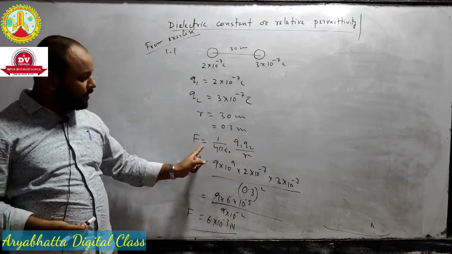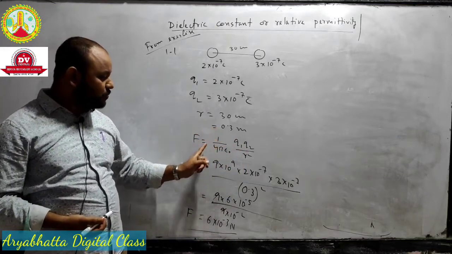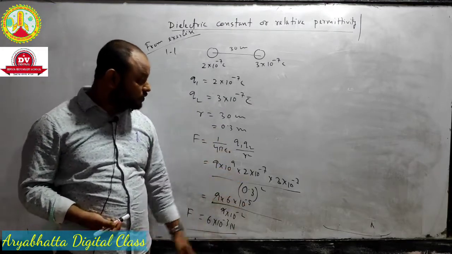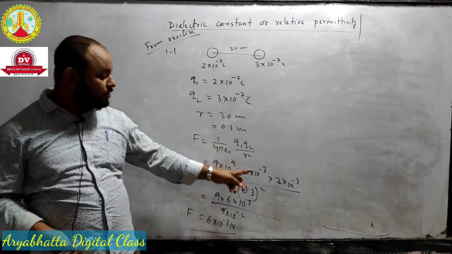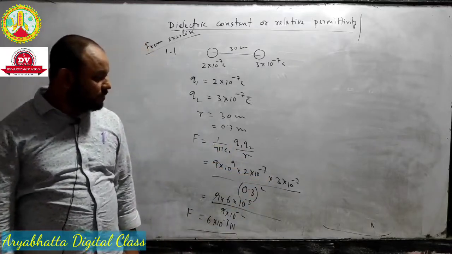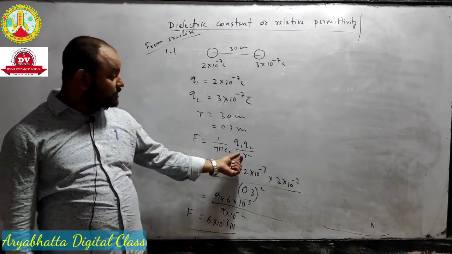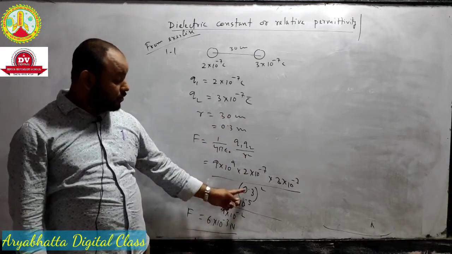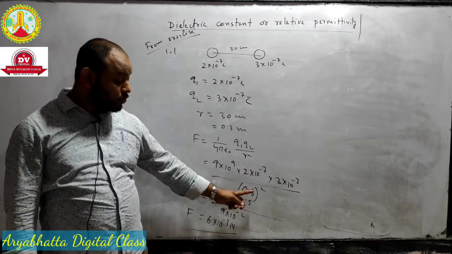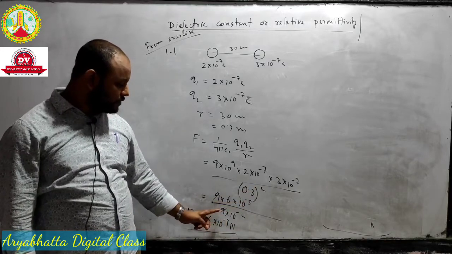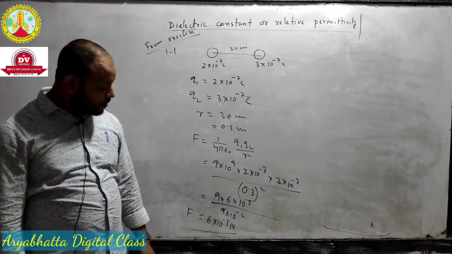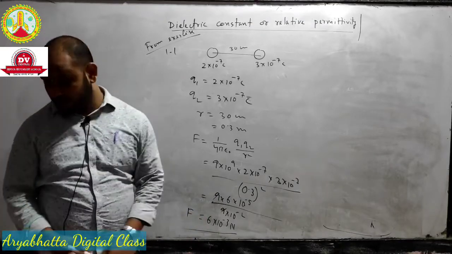And this value of 1 by 4 pi epsilon naught is 9 into 10 to the power 9, and Q1 is equal to 2 into 10 to the power minus 7 coulomb, and Q2 is equal to 3 into 10 to the power minus 7 coulomb, and the separation is 30 centimeter, that means 0.3 meter. Or you can write 3 into 10 to the minus 1 whole square, which will be equal to 9 into 10 to the minus 2. If I simplify, it will be 6 into 10 to the power minus 3 Newton.